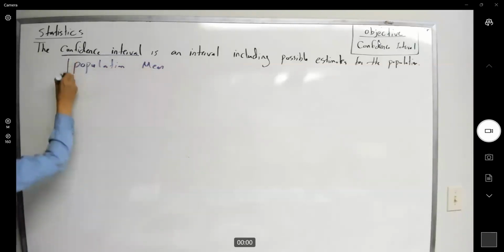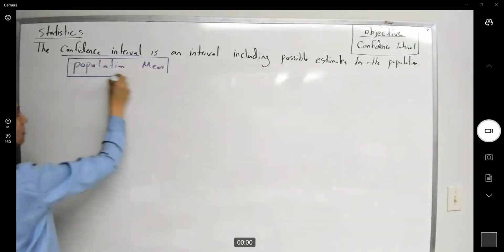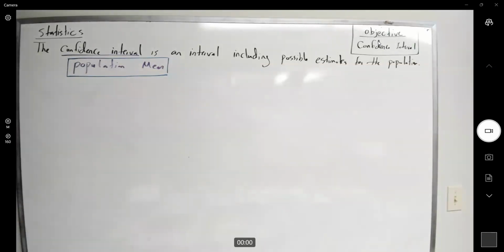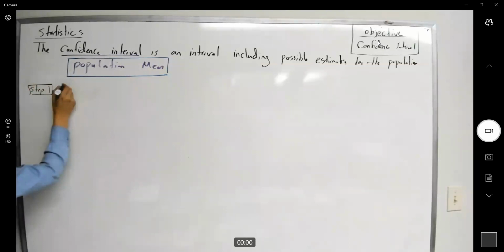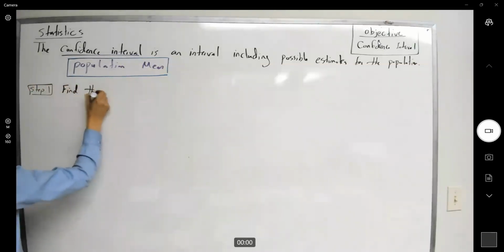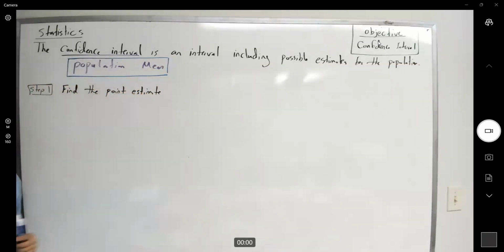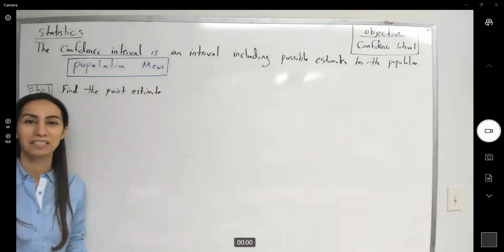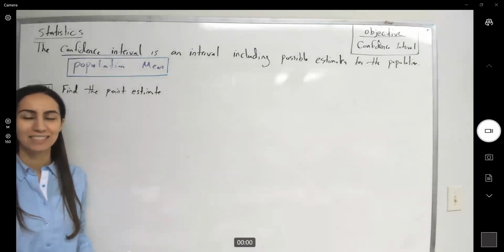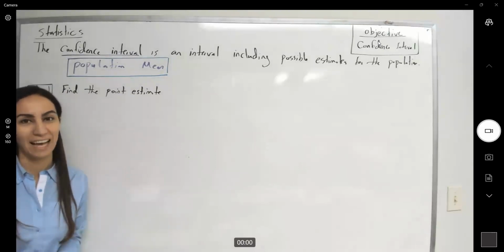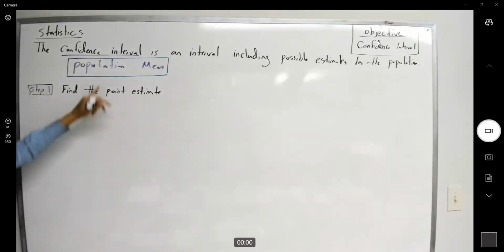First of all, we need to find the point estimate. So step one, find the point estimate. Well, what is a point estimate? A point estimate is a value that is unbiased and that estimates the population mean. So officially, we define it this way.